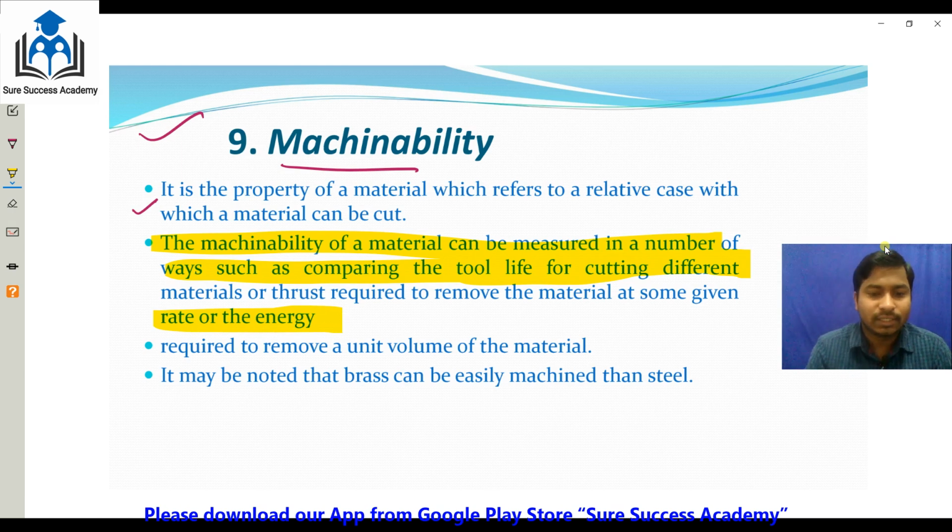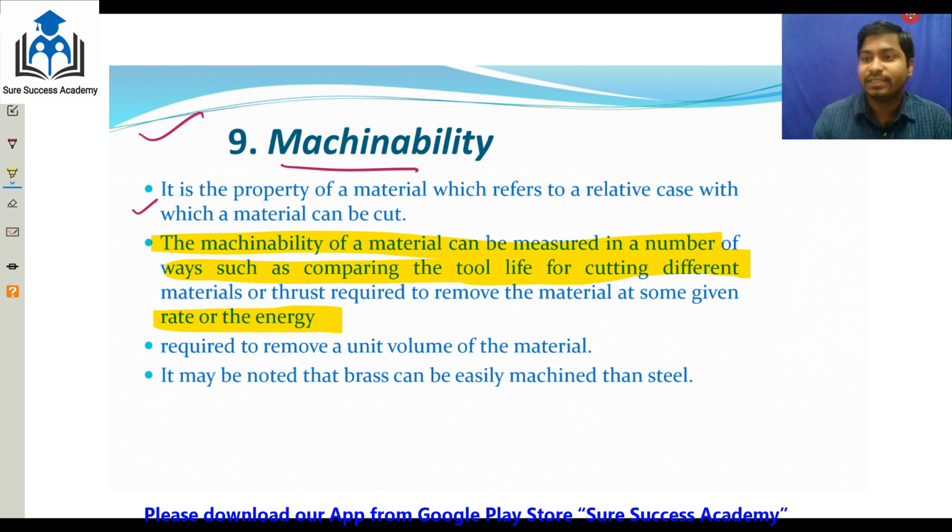It may be noted that brass can be more easily machined than steel. So machinability is the index of the tool life. If the tool life increases, it means the material you are machining is easy to machine, which is why the tool life is increasing. It is the property of a material which reflects its easiness to cut. If a material is easy to cut, then we say good machinability is there. For example, brass is very soft, so you can machine it more easily than steel.